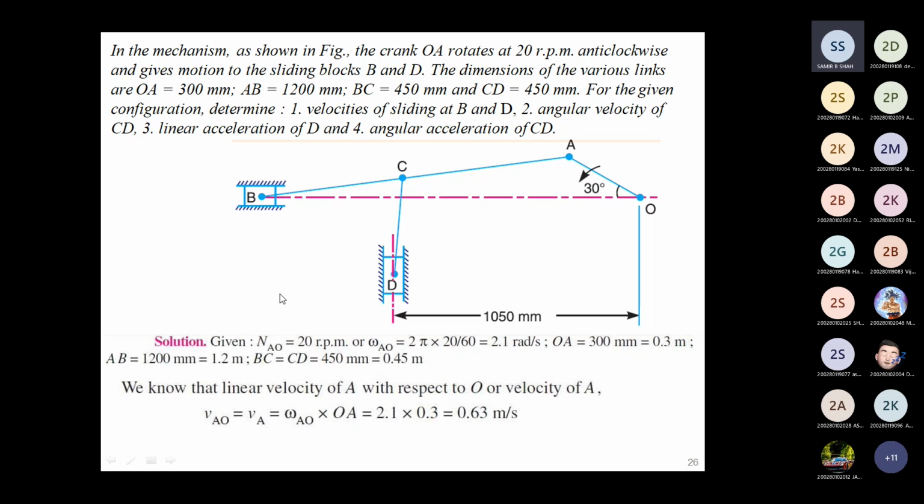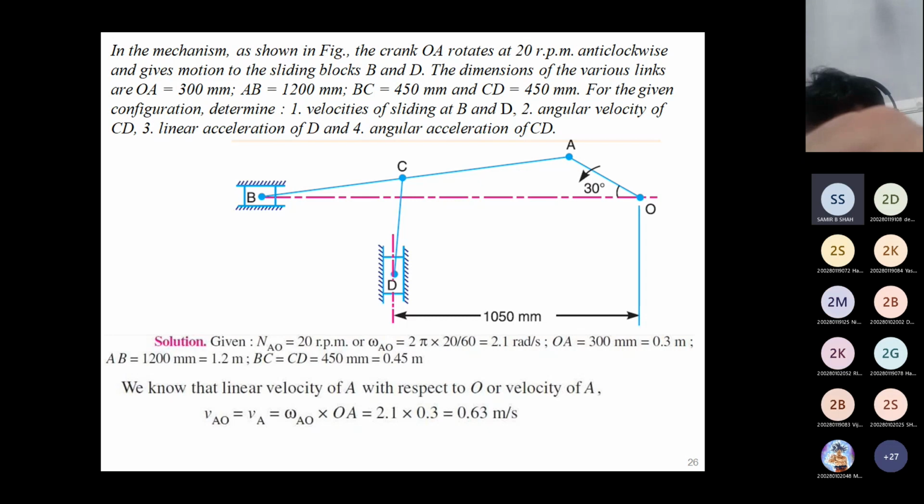I convert it into meters. After that, the length of AB is given to us, so I convert that too. The length of BC and the length of CD are both the same, 350 mm, and the distance from O to D, as shown in the diagram, is 1050 mm.